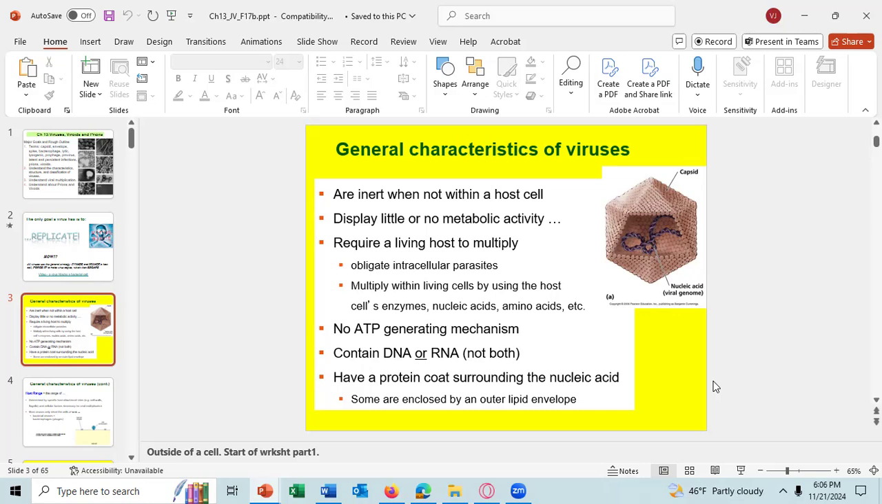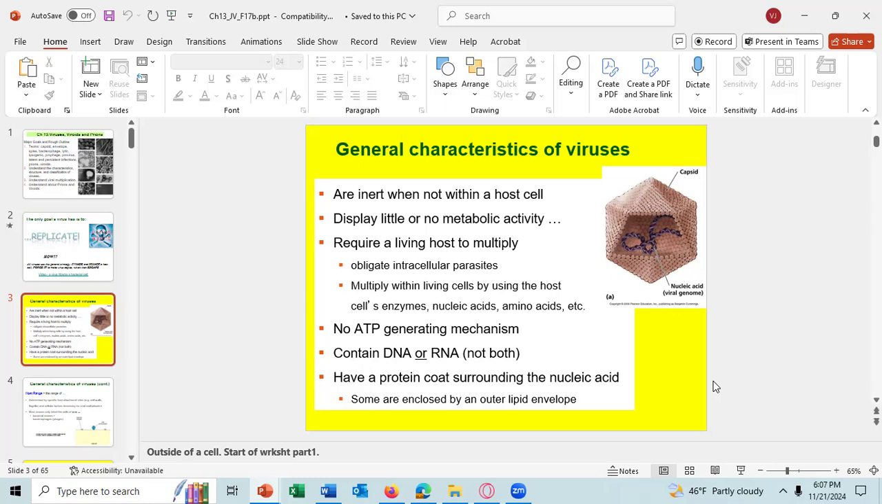Viruses require a living host to multiply. So in a sense, they are obligate intracellular parasites, parasites that must live within their host cell. They multiply within living cells by using the host cell's enzymes, nucleic acids, amino acids, and other molecules that the host cell provides for the virus. Viruses have no ATP generating mechanism. They simply use the ATP in the cytoplasm of their host cell.